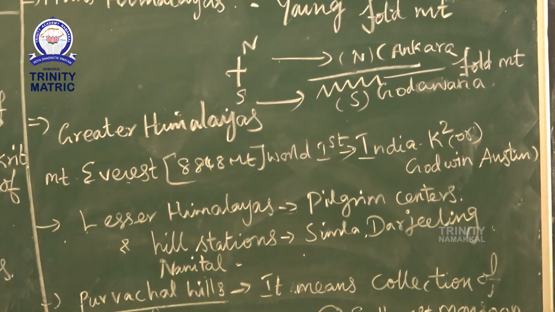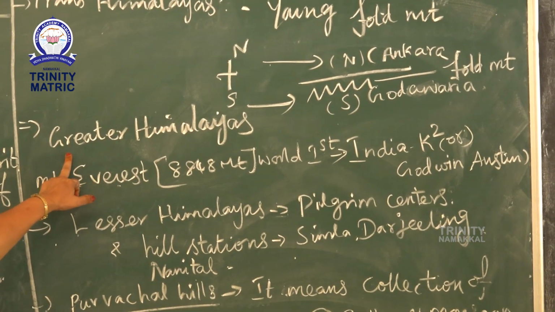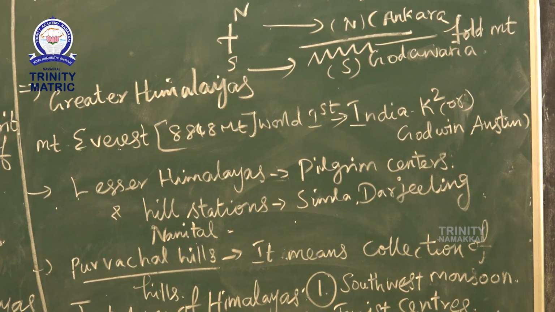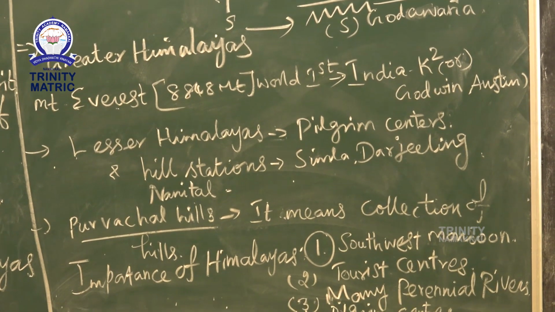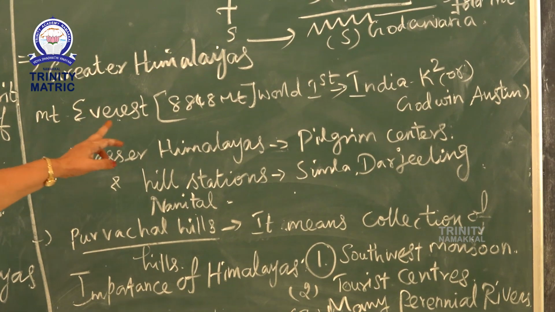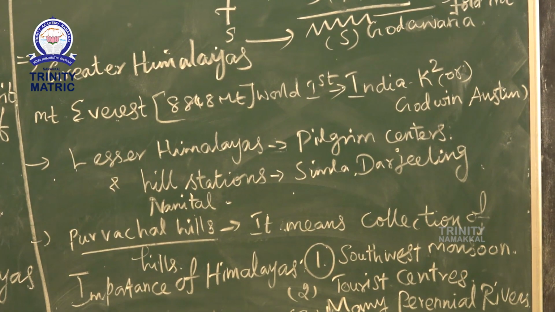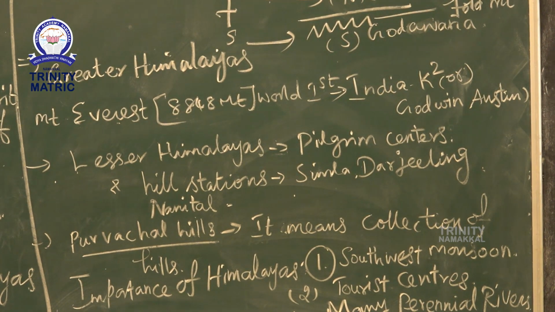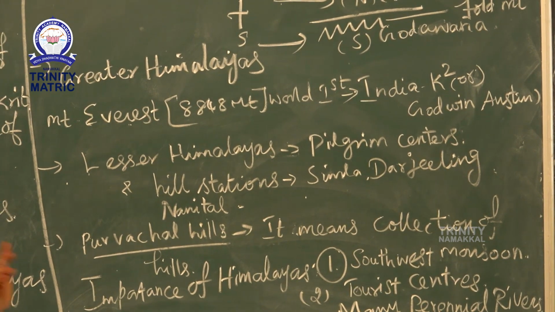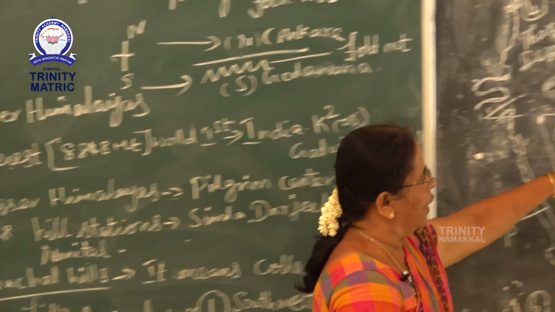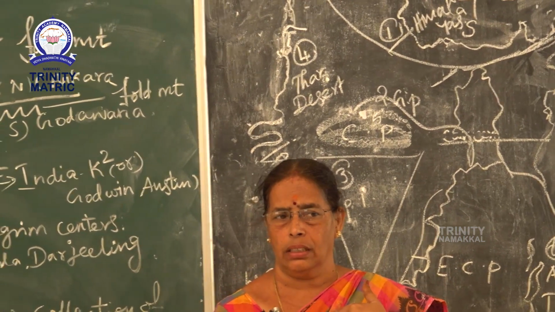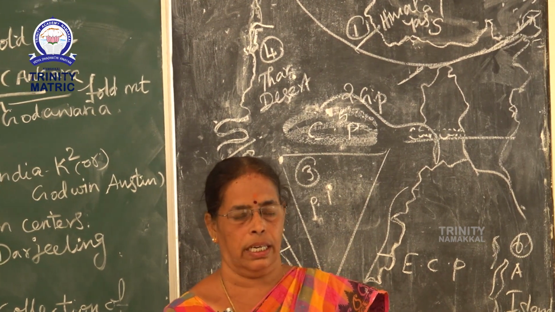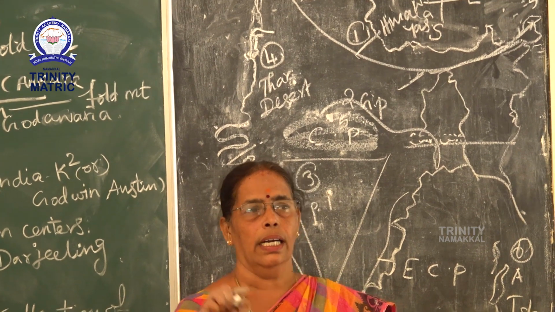The most important thing here is Mount Everest. In the Greater Himalayas, Mount Everest is the main thing, along with lofty peaks. So many lofty ranges of peaks are found only in the Greater Himalayas. Then Mount Everest. Is it in our country? No. Where is it? In Nepal. Nepal is a neighboring country, isn't it? Mount Everest is in Nepal.